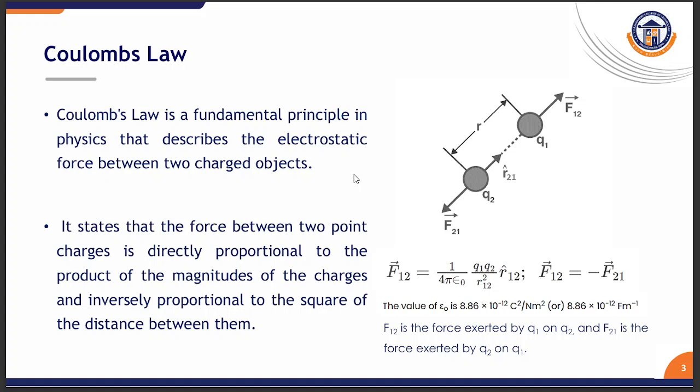The second factor is the distance between the charges. Coulomb found that the force is inversely proportional to the square of the distance between the charges. This inverse square relationship is very important. It tells us that if the distance between the charges is doubled, the force becomes one-fourth of its original value. If the distance is tripled, the force becomes one-ninth.